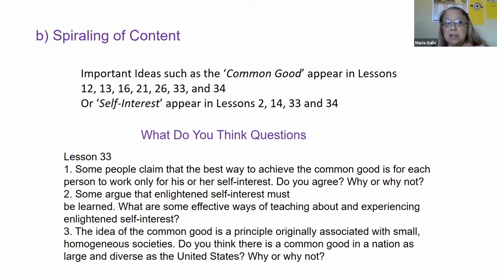We also have spiraling of content. So what is important at the beginning of the lesson is also very important at the end of the book. So you will notice, I just picked out 2 particular ideas, such as the common good and self-interest. You will notice I wrote down the lessons. You'll also think about the questions that are asked. Now you will notice that the words common good and self-interest appear in all sorts of lessons throughout the book itself, all the way up to lesson 34.